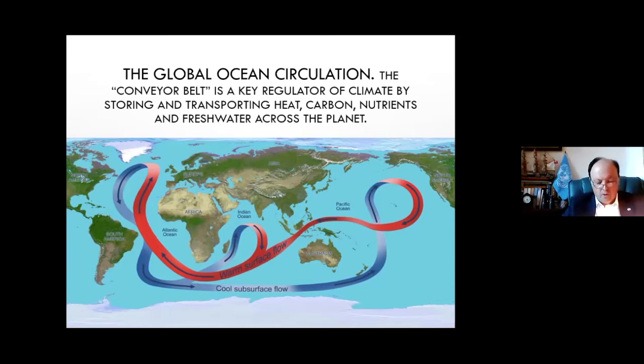As the mathematical models show, this is a very slow movement of water, particularly the subsurface flow. It has been estimated that it takes around 1,000 years for this ocean circulation to complete a cycle. So it's very slow, but very efficient.